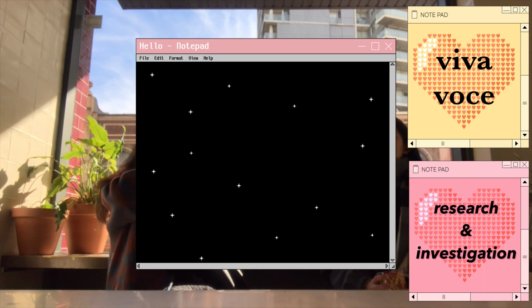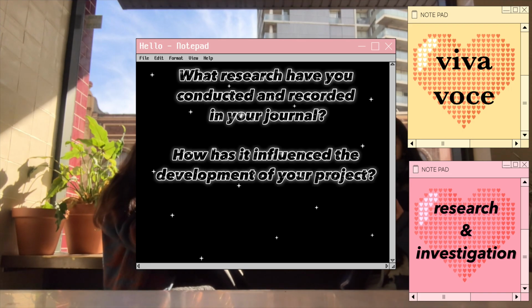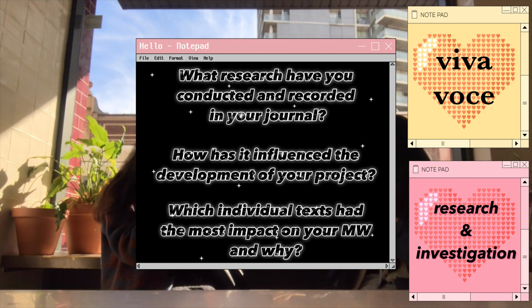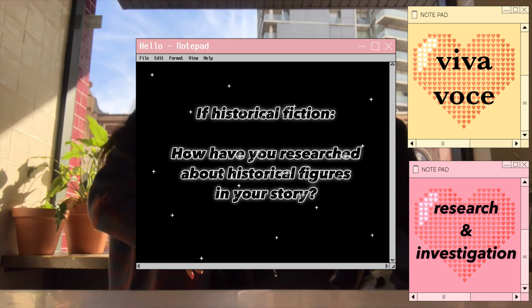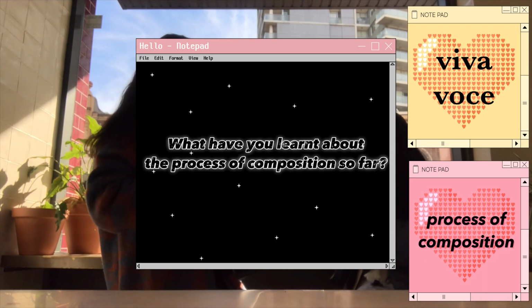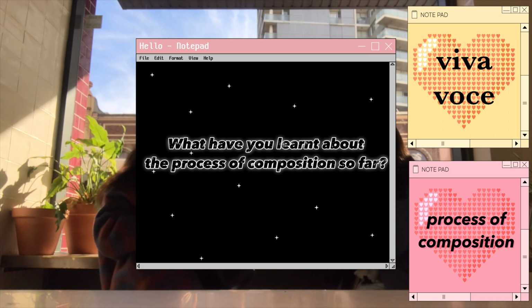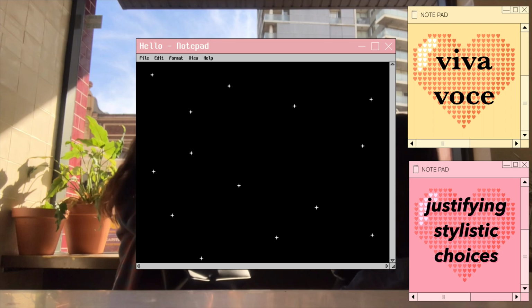For research and investigation, what research have you conducted and recorded in your journal? How has it influenced the development of your project? Which individual texts have had the most impact on your major work and why? And if you're doing historical fiction, how have you researched about historical figures in your story? Reflecting on the process of composition, what have you learned about the process of composition so far? And the key thing I think is justifying literary devices or stylistic choices.